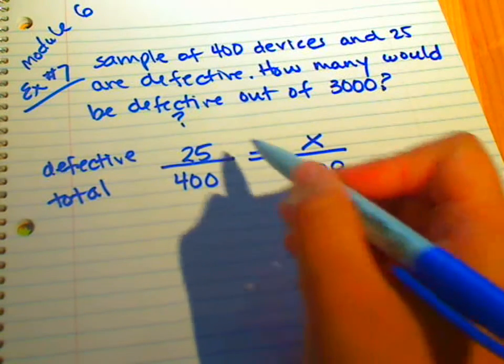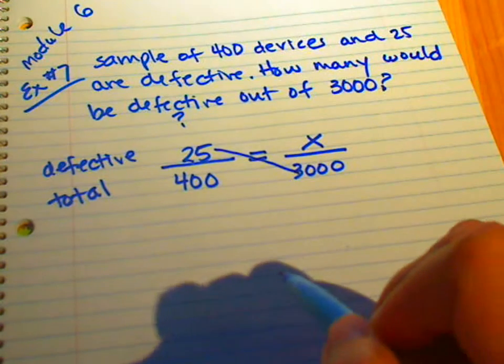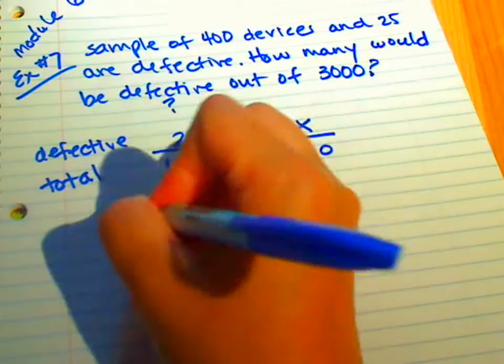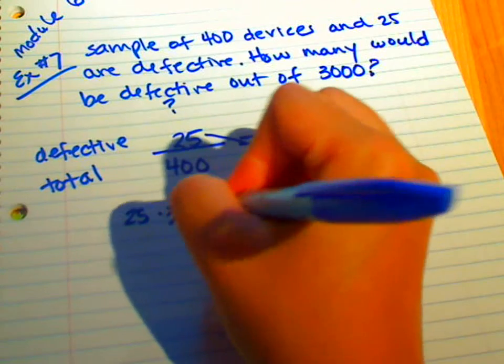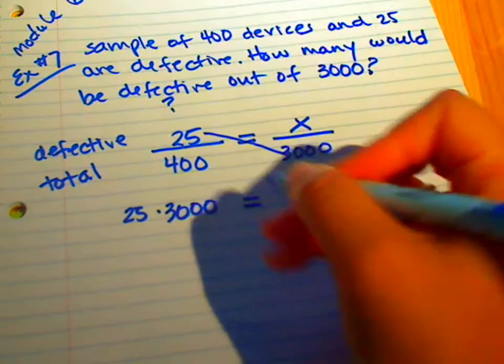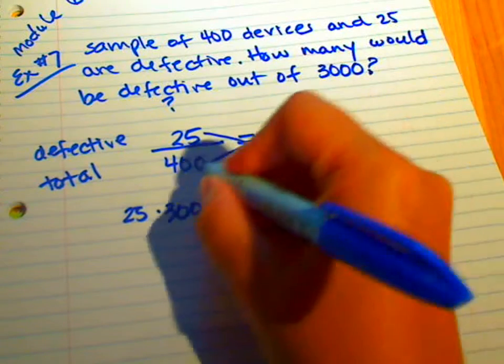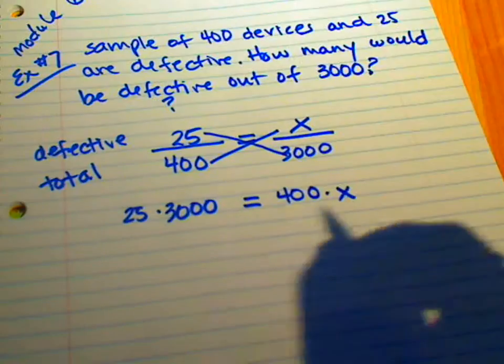Alright, so what I'm going to do now is cross multiply. I'm going to multiply those two together. And this is only done when you have equations with fractions and equal signs. It's just kind of like a shortcut to get rid of the fractions. 25 times 3,000. Equal sign comes down, but no more fractions. And yeah, I cross multiply the other diagonal. 400 times X.